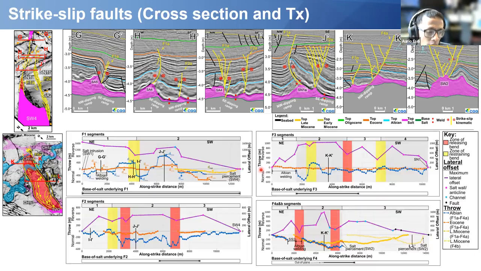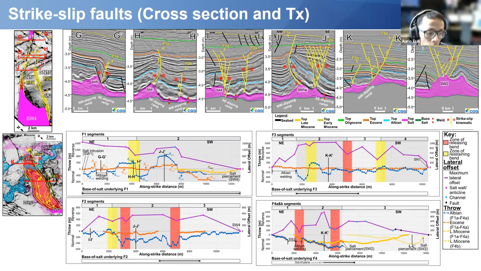And we try to record their lateral offset and vertical throw versus distance. Here, the purple line shows the lateral offset of some piercing points, because they consist of channel, fault, and salt structure. Based on the lateral offset, we can define that the structural fault can be classified into up to four small segments in each fault, divided by a lateral offset minima or inflection point. Vertical throw is recorded at the top of Albian, Eocene, and late Miocene, shown by the blue, orange, and yellow colors in here.